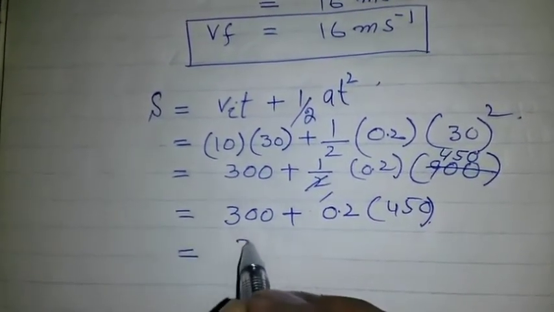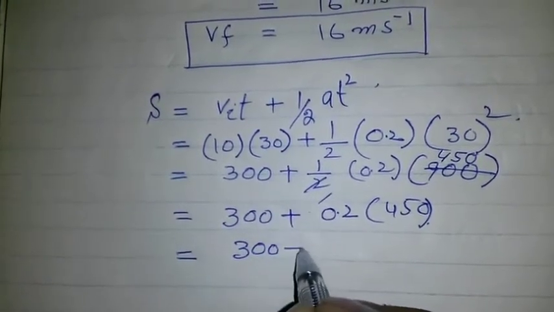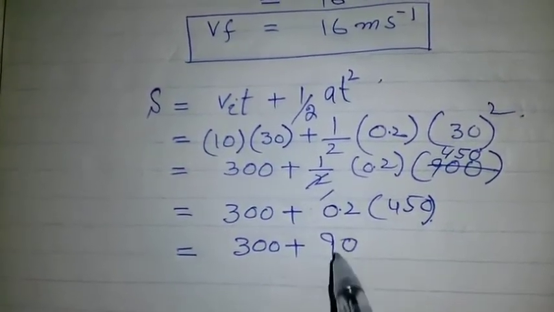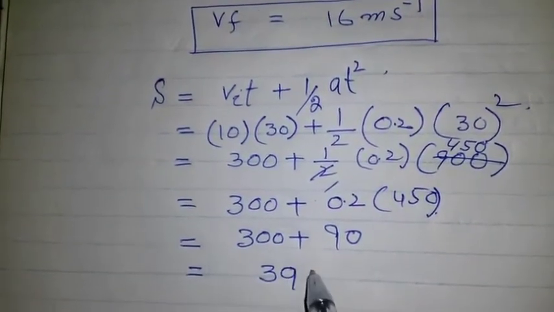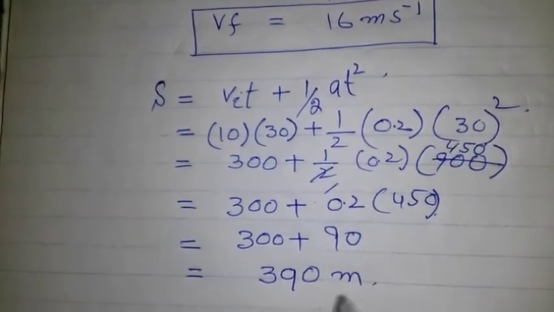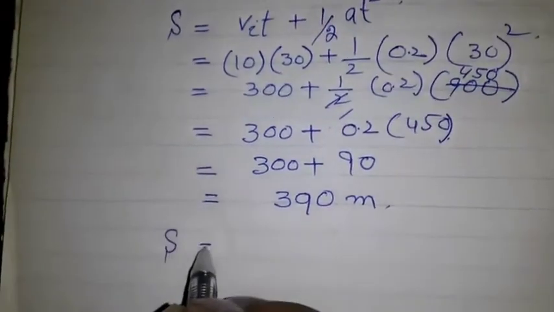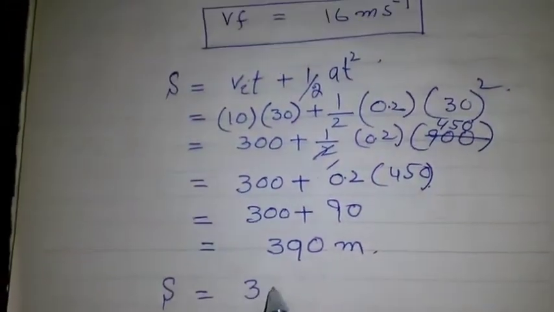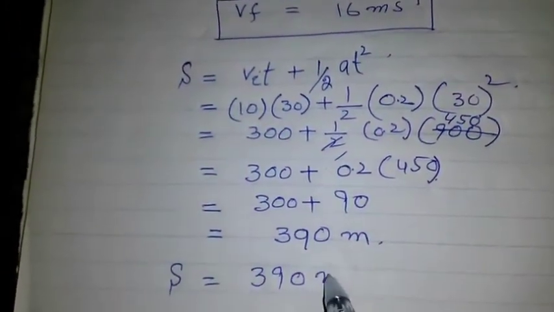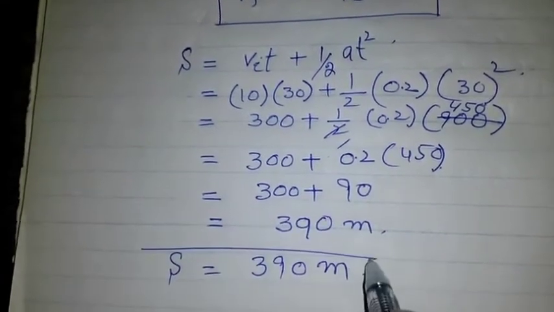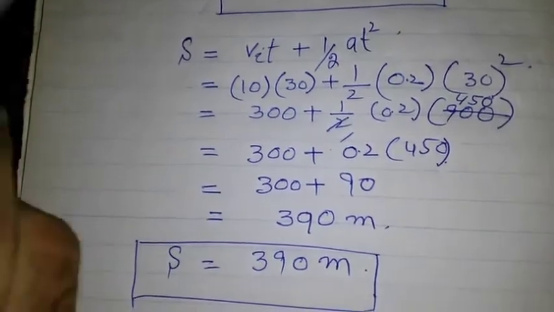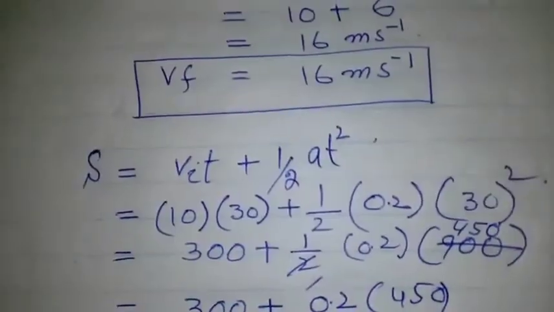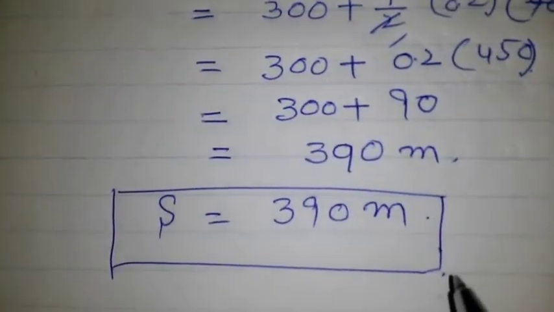which is equal to 300 plus 90, which is equal to 390 meter. The second thing we need to find, s is equal to 390 meter. We have to find these two: Vf is equal to 60 meter per second and s is equal to 390 meter.